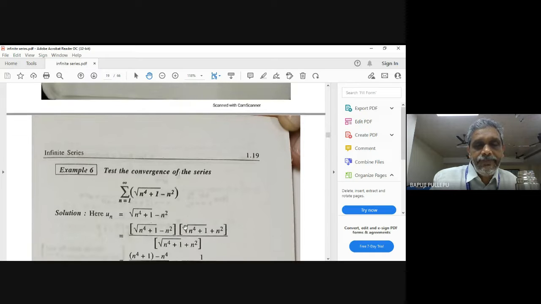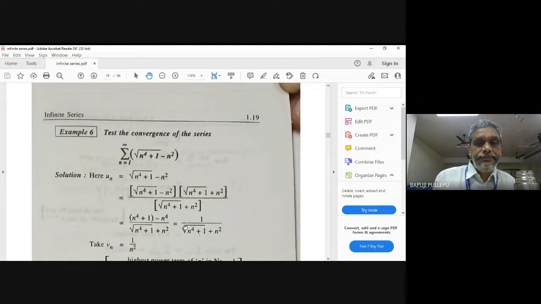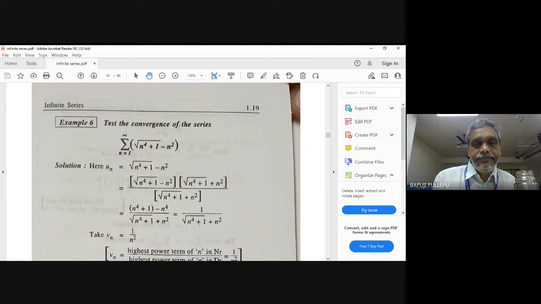Then in the numerator, n power 4 is common, n square and n square cancel, and the denominator is n square. n power 4 by n square is n square. Vn is equal to n square. Correct? It cancels fully, this is a square minus b square. Wait, how is that done?